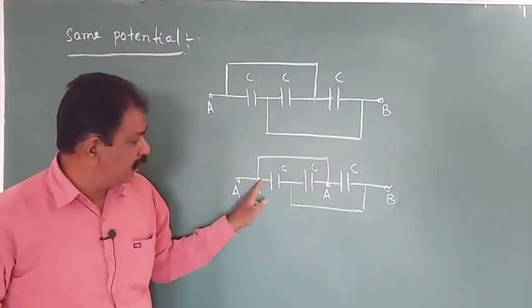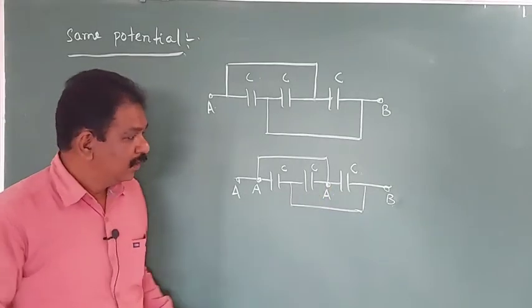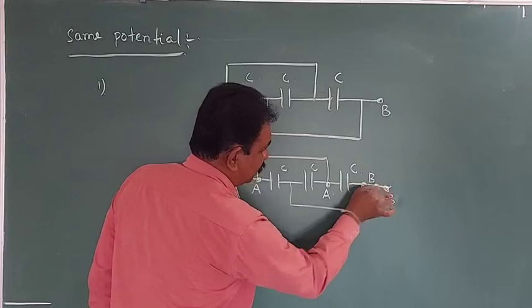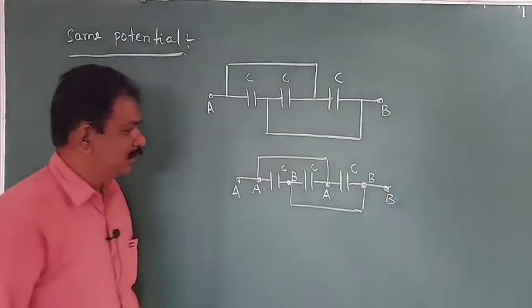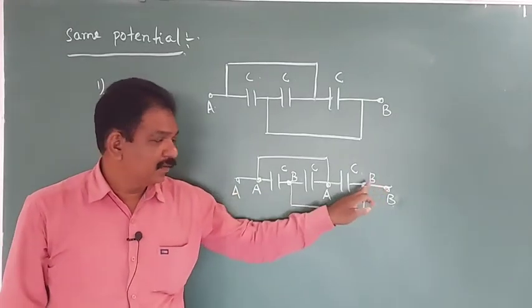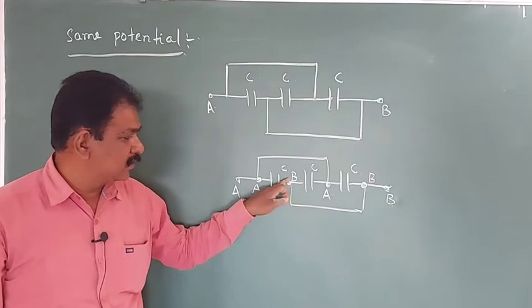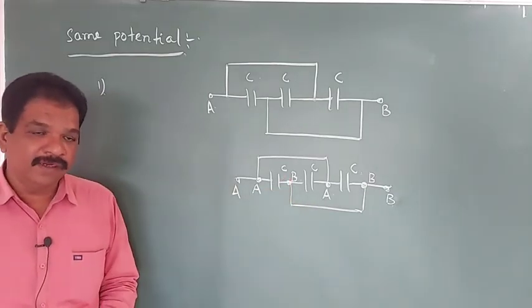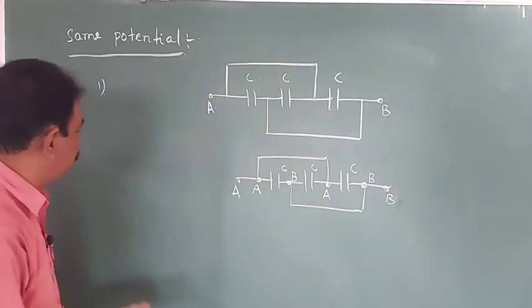Again here also A because these two are at same potential. Here B. Here also B, because just wire. This wire just. So here also what should you write? B. Clear? Now only 2 points are there, A and B.